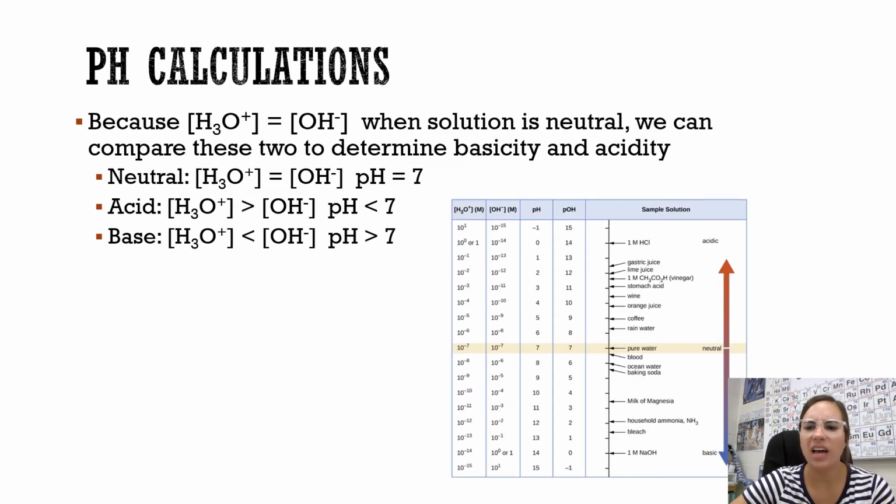Okay, so we've kind of discussed this already. Concentration of hydronium and concentration of hydroxide are equal if a solution is neutral. So we can compare these to determine if something's basic or acidic. When they're equal, it's neutral. If we have more hydroniums than hydroxides, we're acidic because the pH will be less than 7. And if we have less hydroniums than we have hydroxides, the pH is going to be greater than 7, and so it's going to be basic.